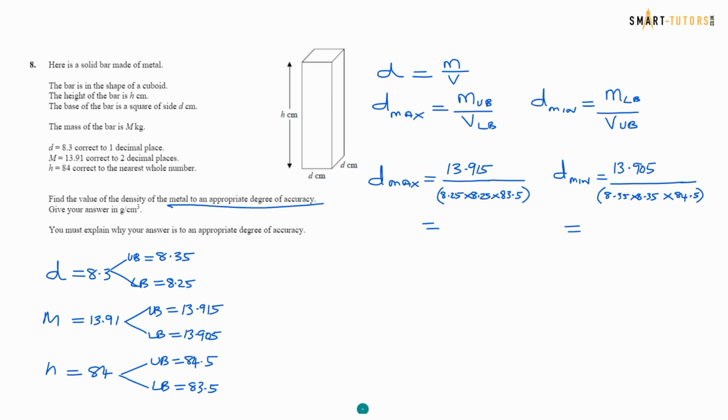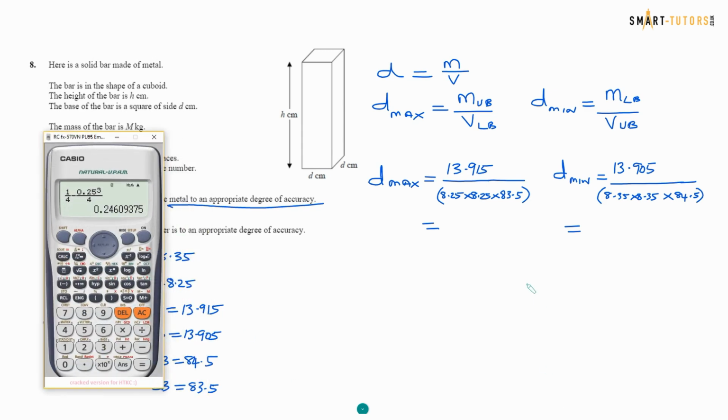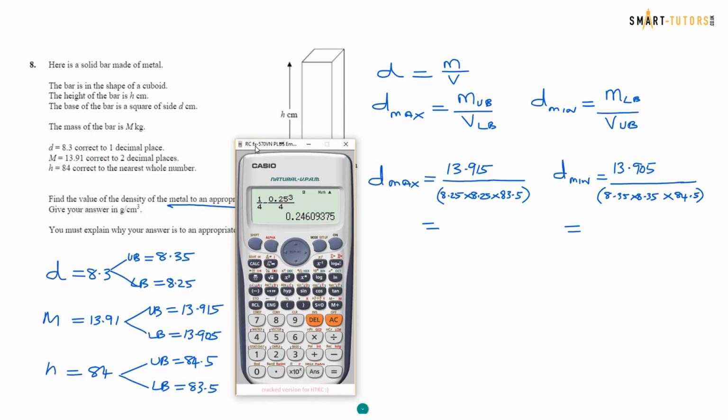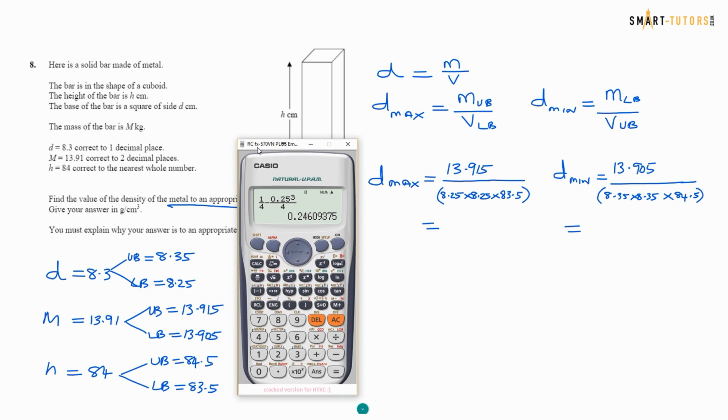So now I'm going to bring the calculator. Don't straight away press the calculator, because you won't receive any marks for the method. Paper 2 and paper 3 are all about the method marks. Make sure you grab every single mark to top up whatever you lost in the first paper. So here, use the fraction button: 13.915 over 8.25 times 8.25 times 83.5. So that is the answer.